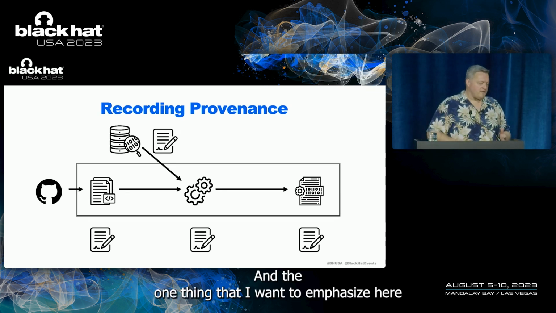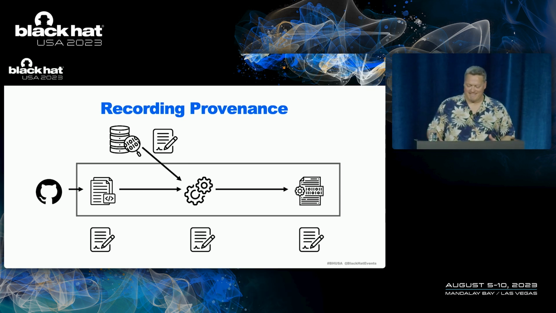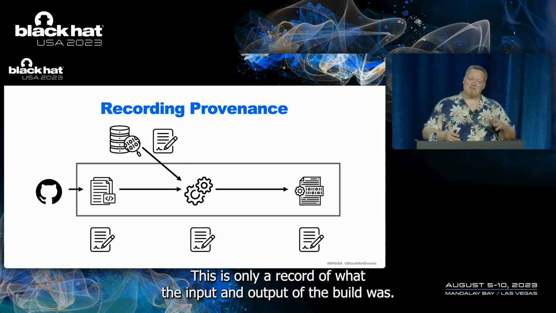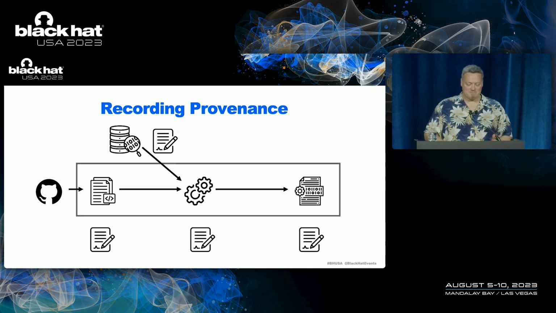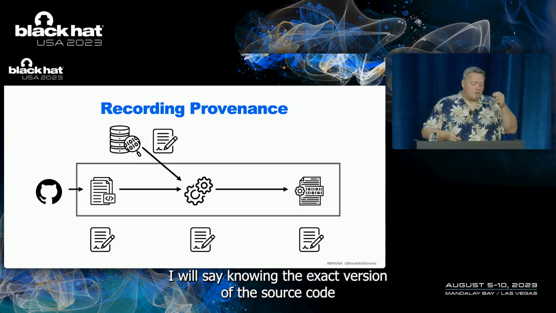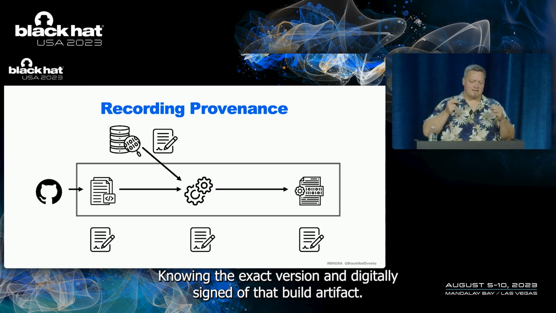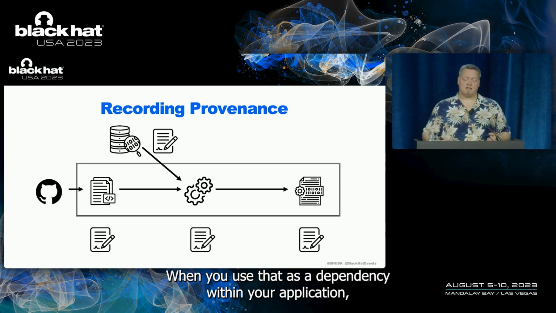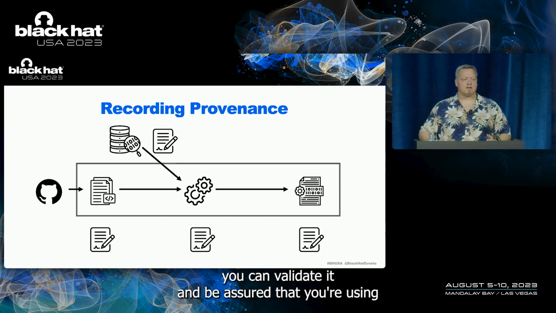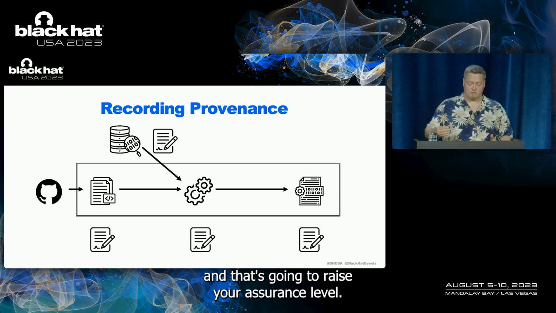And the one thing that I want to emphasize here is this has nothing to do with how secure the build is. This is only a record of what the input and output of the build was. The signatures do not imply that the build artifact is secure. I will say knowing the exact version of the source code and the dependencies that went into the build, fantastic. Knowing the exact version and digitally signed of that build artifact, when you use that as a dependency within your application, you can validate that and be assured that you are using the official version of that dependency, and that's going to raise your assurance level.